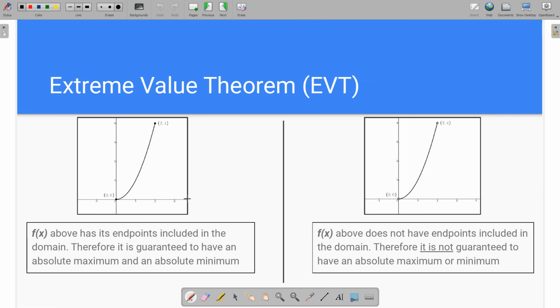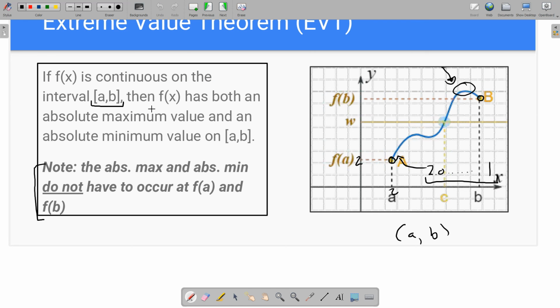And extreme value theorem. This is what I just mentioned here. The endpoints need to be included in order for us to have a guaranteed absolute max and min. If the endpoints aren't included, and in this example right here, even though these are the same graph, in this one the endpoints are included, in this one they are not. There is no max and min here. The EVT states that it has to be closed and continuous in order for there to be a guaranteed absolute max and absolute min. And by the way, in terms of terminology, absolute maximum is just the highest point along that interval, and absolute minimum is the lowest point along that interval.